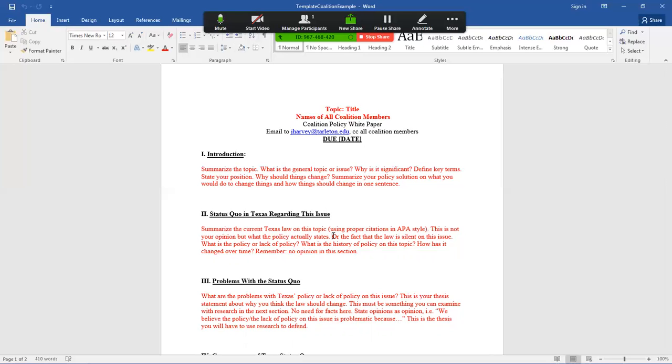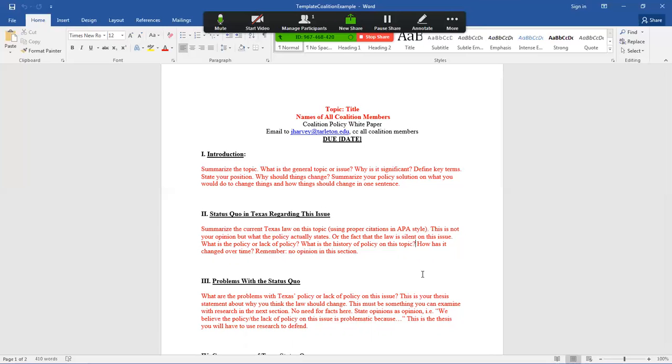So you need to look at Texas and see what Texas says about euthanasia. What is the policy or the lack of policy? What is the history of policy on this topic? Just because we do not have a law in Texas does not mean that we didn't once have one that's been redacted, and it doesn't mean that we haven't had people try to change it before.